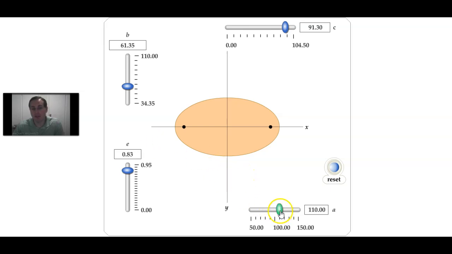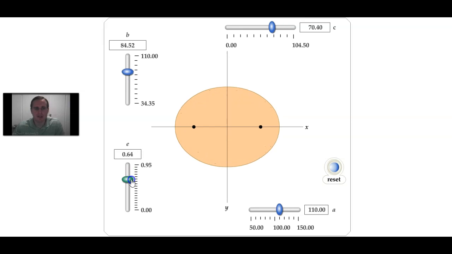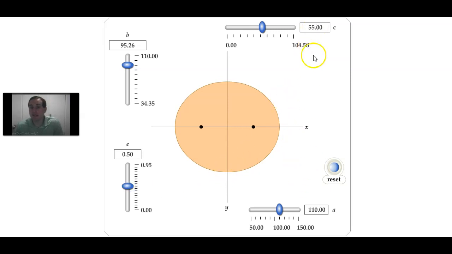Now, by the way, there's actually all kinds of relationships amongst A, B, and C, and so on. So I think it's like A squared minus B squared equals C squared. It's not exactly the Pythagorean theorem, so to say, but there is a relationship amongst them. And I think that eccentricity is going to be C divided by A, if I'm not mistaken. Let's see if I can verify that. If I make the eccentricity 0.5, notice that C divided by A, that's 55 divided by 110, is the eccentricity.